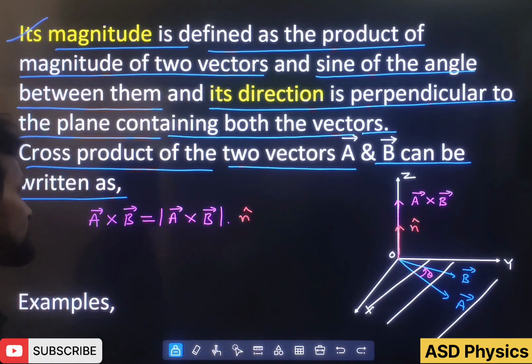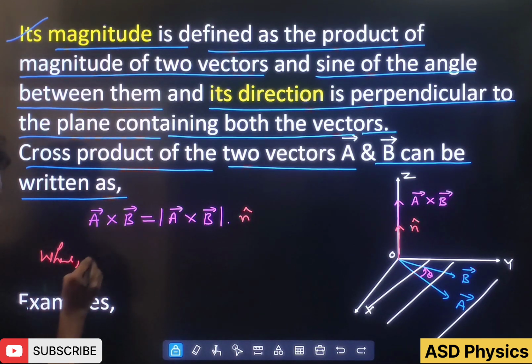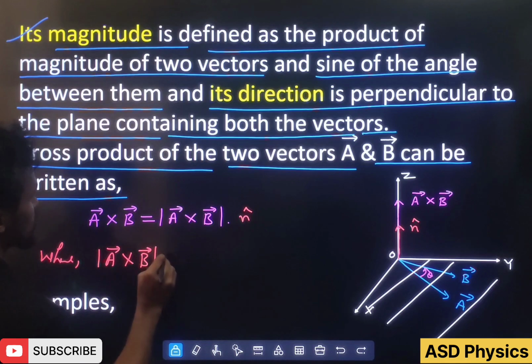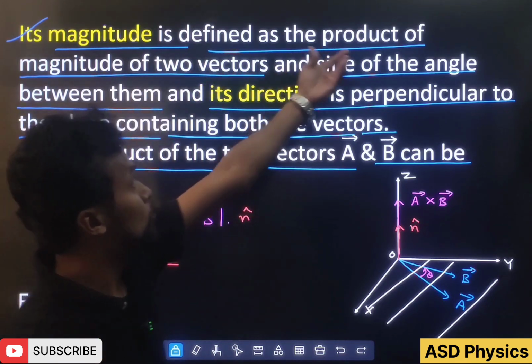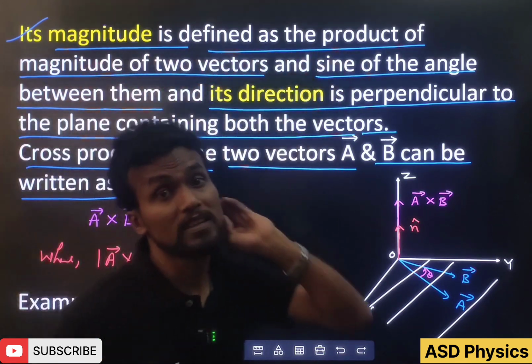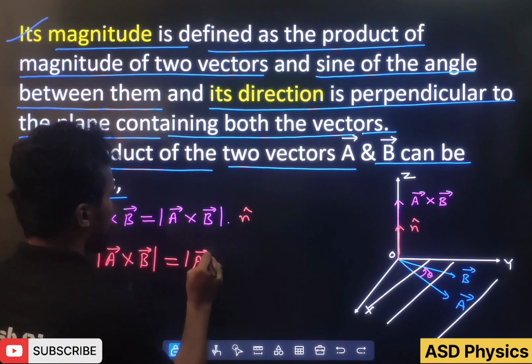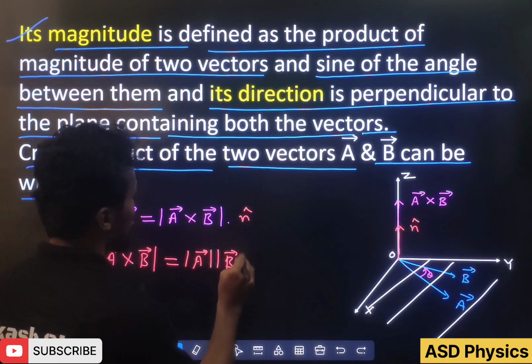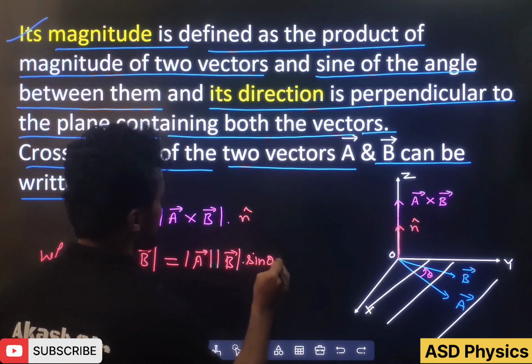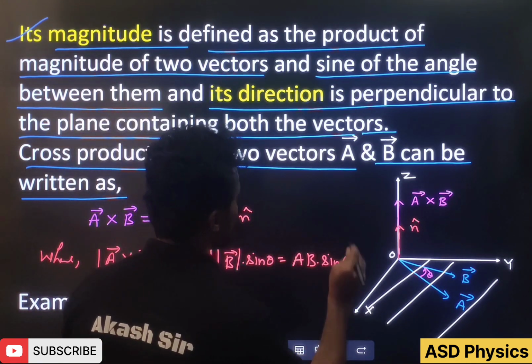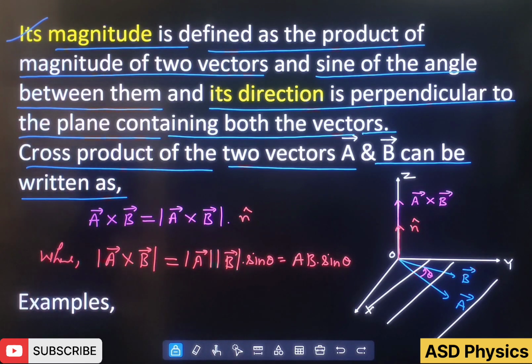Similarly, what is mod of A cross B? Again we have seen it is the product of the magnitudes of the two vectors and the sine of the angle between them. That means we can write mod A, mod B into sine theta, or just AB sine theta. Here we have written about the vector A cross B.